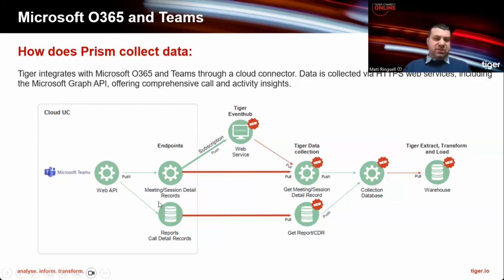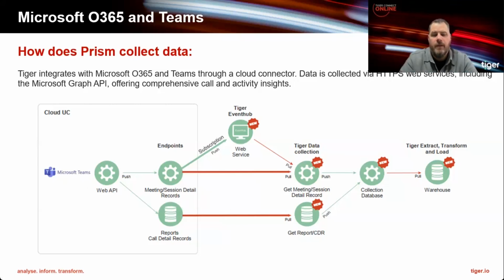We also collect things like reports and meeting details directly from the Graph API. So at a high level, that's how it all fits together. Your applications are talking to a web application, and we pull that information and eventually store it in our database.